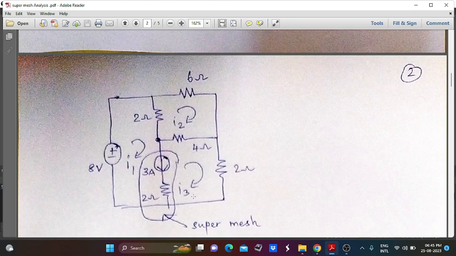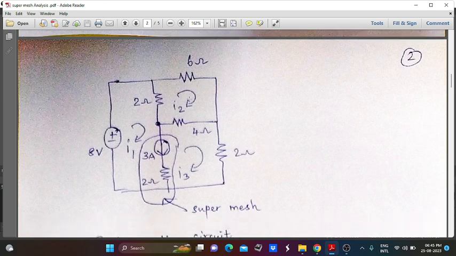As usual, what are the procedures we have followed in the mesh current analysis method? The same should be followed here also. We have to write the equations for the different meshes, and finally we can form the matrix. After the matrix, we can find the del value, del 1, del 2, del 3 values. Finally, we can find I1, I2 and I3.